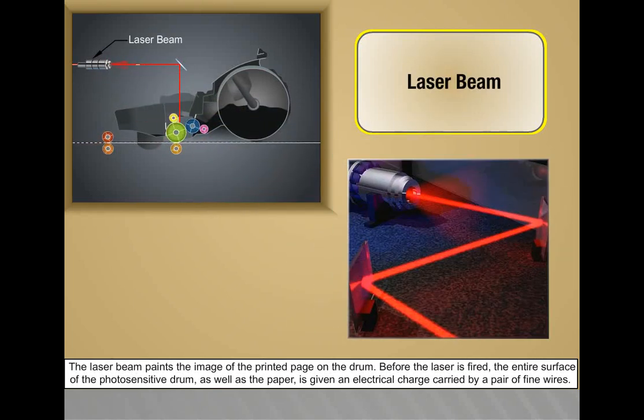Laser beam. The laser beam paints the image of the printed page on the drum. Before the laser is fired, the entire surface of the photosensitive drum as well as the paper is given an electrical charge carried by a pair of fine wires.